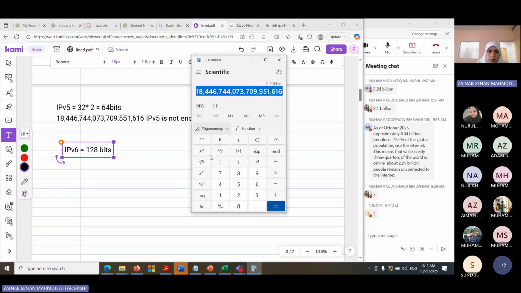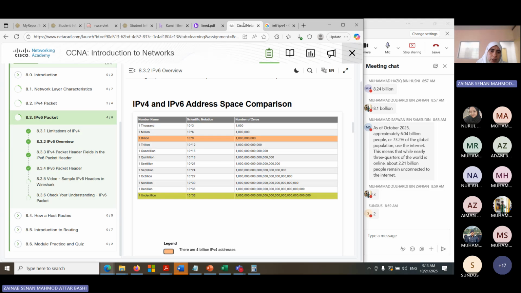We do that one, 2 to the power 128. Let's see how much that is. It will give you a very, very, very huge number. Of course, if I couldn't read the 2 to the power 64, I would not be able to read this number as well. However, this number is very big. That's why you can see IPv4, we said 4 billion, this red one. The number we are talking about in IPv6 is this number of zeros, too many zeros. So you can see the difference between them. It's a very huge number.